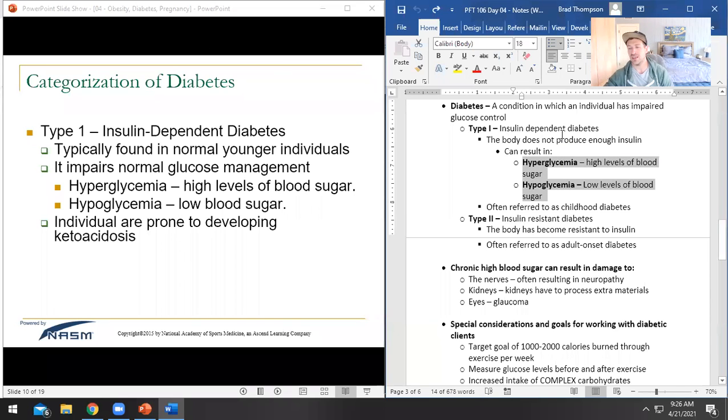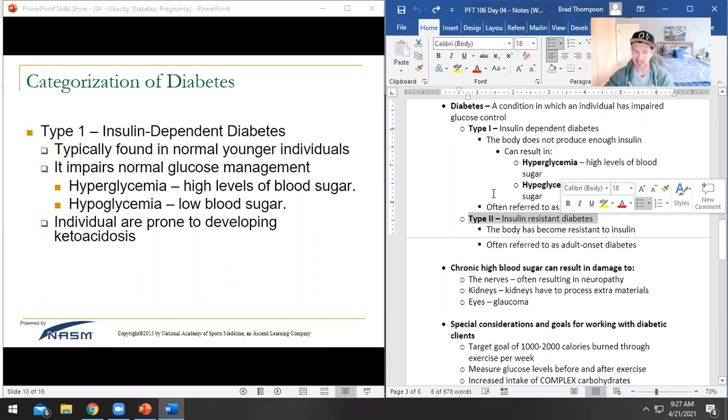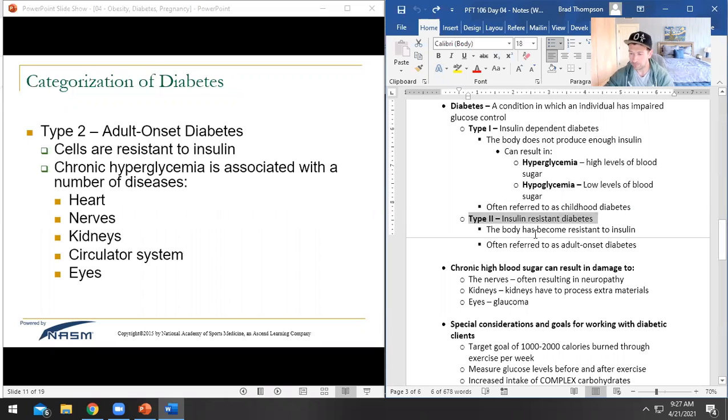This is often seen in younger individuals, which is where we often spot type 1 diabetes, which is why this is often referred to as childhood diabetes. And that is less than 10% of cases. Most cases of diabetes are going to be insulin resistant. That is your type 2. So your body has actually become resistant to insulin. It got so used to making insulin that now your body cells require more and more of it. So the body has actually become resistant.